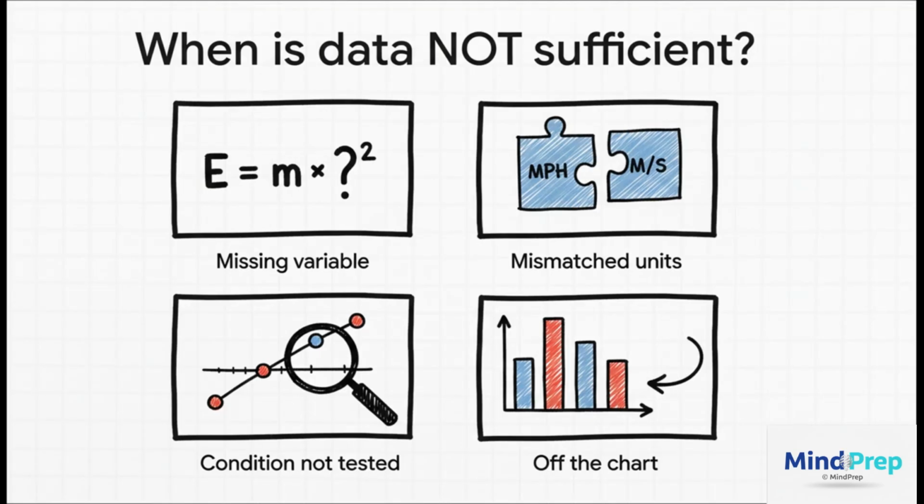These are the four big ones, your main red flags. First up, a required variable is missing. The question asks for density, but they only gave you the mass. You can't do it. Insufficient. Second, the units don't match, and there's no way to convert them. The chart is in miles per hour, but the question wants meters per second. Insufficient. Third, and this is a big one, the specific condition wasn't tested. The experiment ran at 10, 20, and 30 degrees, but the question asks about what happened at 25 degrees. You can't just guess. It's insufficient. And finally, the value you need is literally off the chart. The graph ends at 50 seconds, but the question is about 100 seconds. Insufficient. If you spot any of these, you've found your answer.